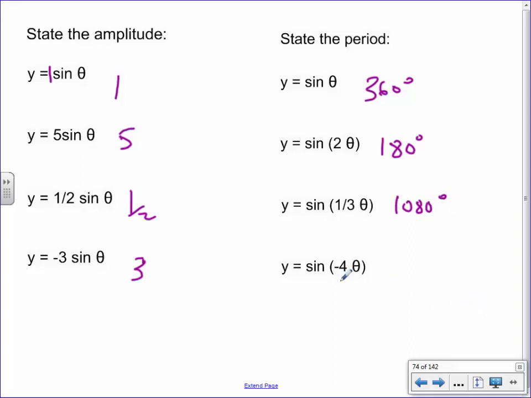Wait, what if I throw a negative on it? It flips it this way, but it doesn't actually affect your period, though. So all you got to do is take 180, no, sorry, 360, and divide by 4. I don't think it's 90, because isn't all the way around the circle into 4 quadrants of 90? So the negatives, just so you guys know, just flip the graph side by side and upside down. But it doesn't affect how tall they are. It doesn't affect how long it takes to repeat itself.